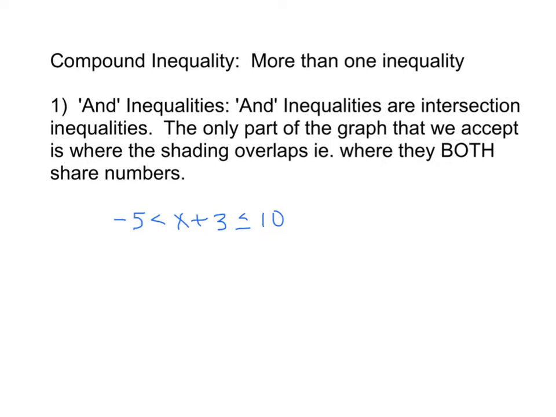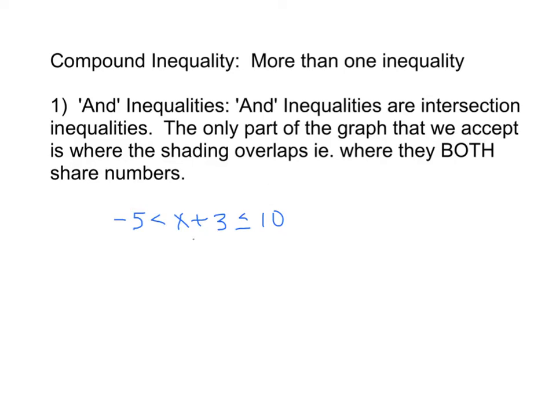Let's look at and inequalities first. And inequalities are intersection inequalities. The only part of the graph that we accept is where the shading overlaps, or, for example, where both of the inequalities share numbers. Now, the way that we're used to seeing and inequalities is like this problem below, where the x, along with an operation, or maybe more than one operation, is in the middle, and we have our extremes out on both ends.